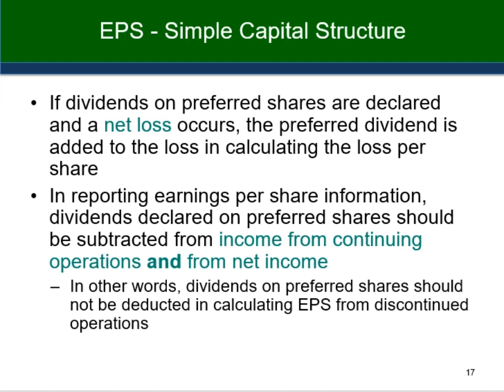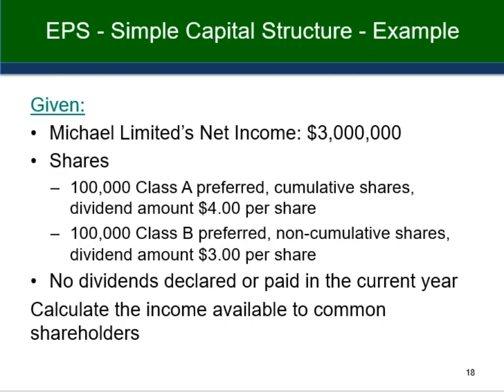And preferred shares should be subtracted from income from continuing operations. So they're deducted from the top. They don't affect the amount of discontinued operations because those discontinued operations are no longer relevant after this period. So we would deduct the dividends declared on preferred shares from the continuing operations income and then from net income at the bottom. They should not be deducted in calculating earnings per share from discontinued operations.